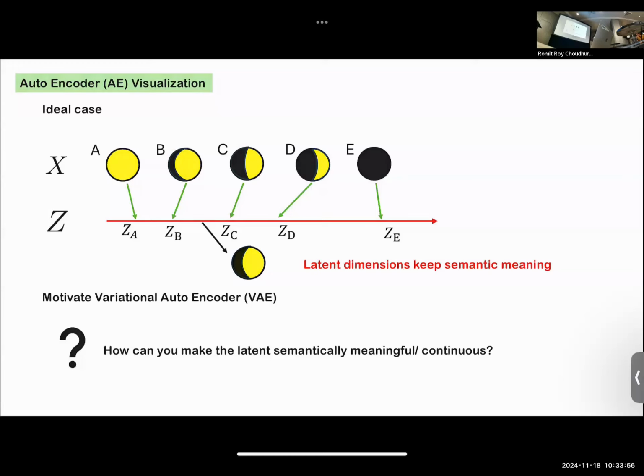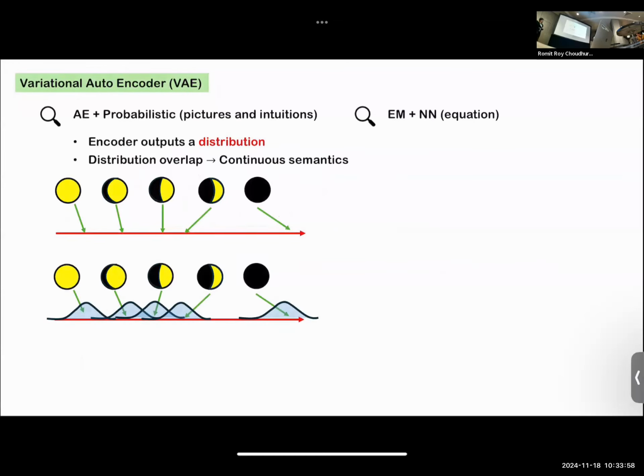Okay, so let's get into VAE. VAE is saying, hey, we will approach VAE in two ways. The first is a more intuitive, picture way, that is autoencoder plus some probabilistic. And the second thing is, I have promised you, we will look at VAE as using a neural network to model the expectation maximization, right, on the right hand side. So let's look at the picture here first.